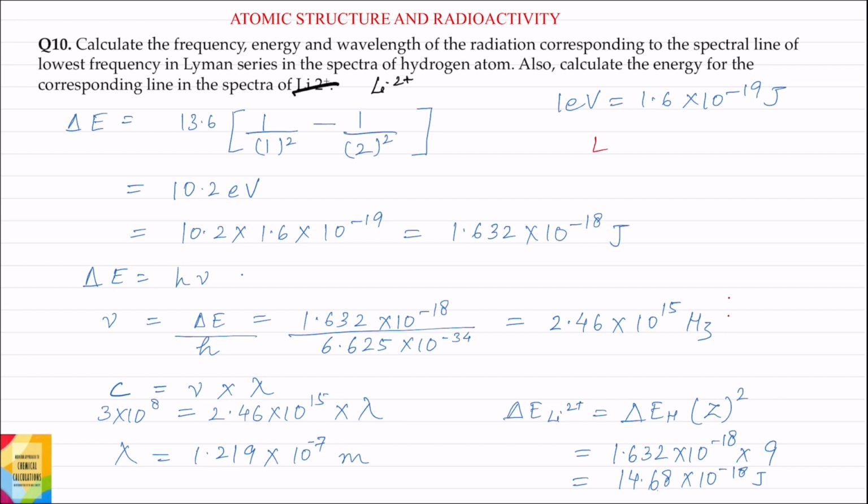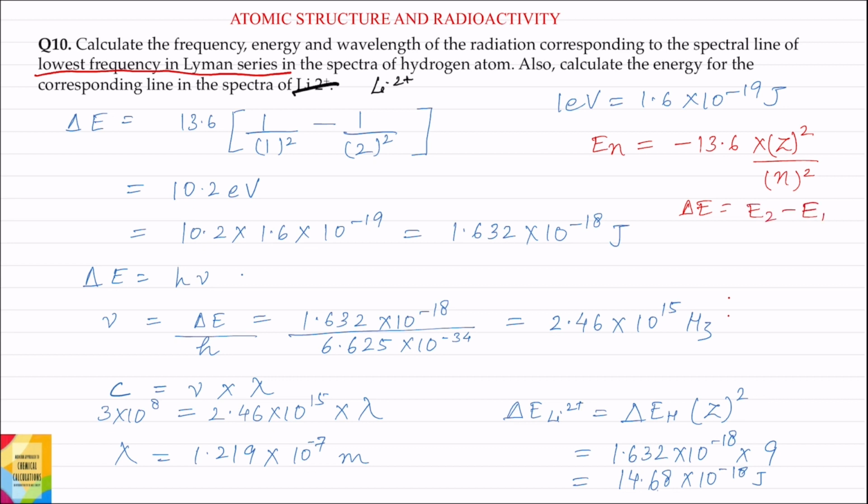The value of energy of electron in any orbit is equal to minus 13.6 into Z square divided by n square. Now to get the spectral line of lowest frequency in Lyman series, this is obtained when electron jumps from the second orbit to the first orbit. Therefore, delta E will be equal to energy in the second orbit minus energy in the first orbit.